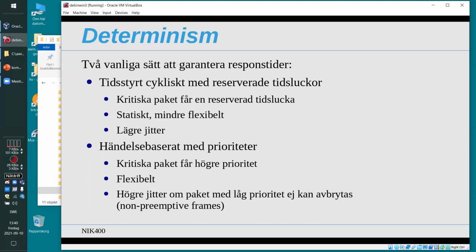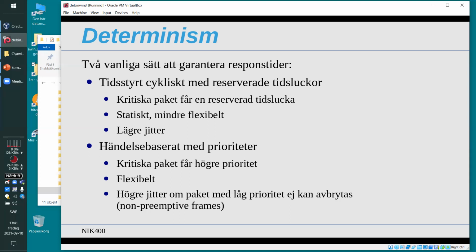You will get really low jitter because you know that no one will disturb your traffic. You have your own time slot in the whole network, and you're guaranteed that you are the only one sending a packet in that time slot. So you get really low jitter.